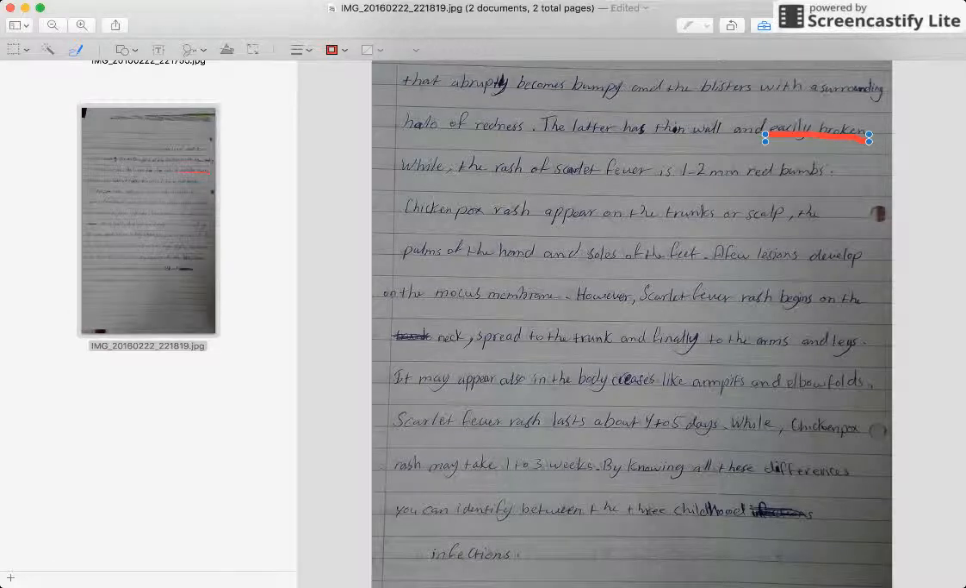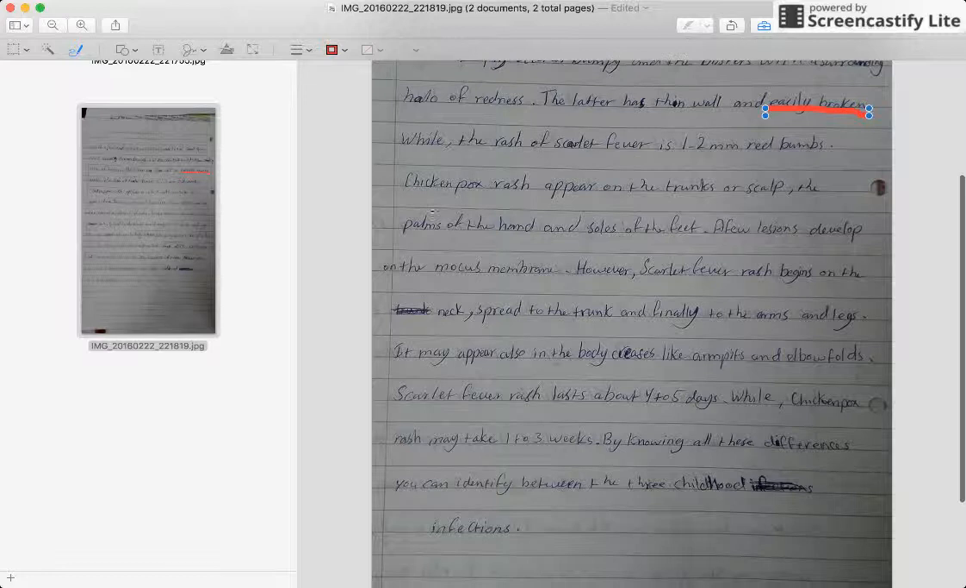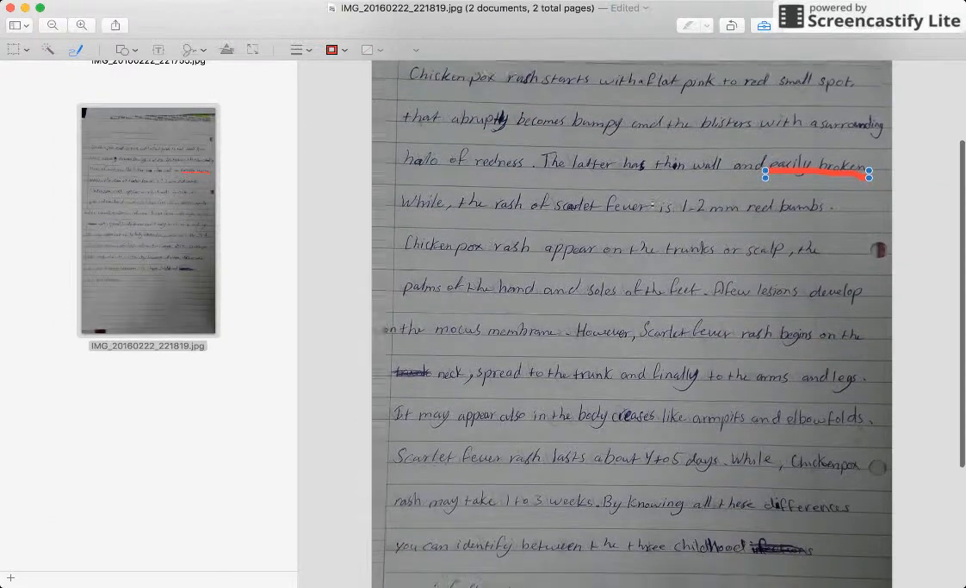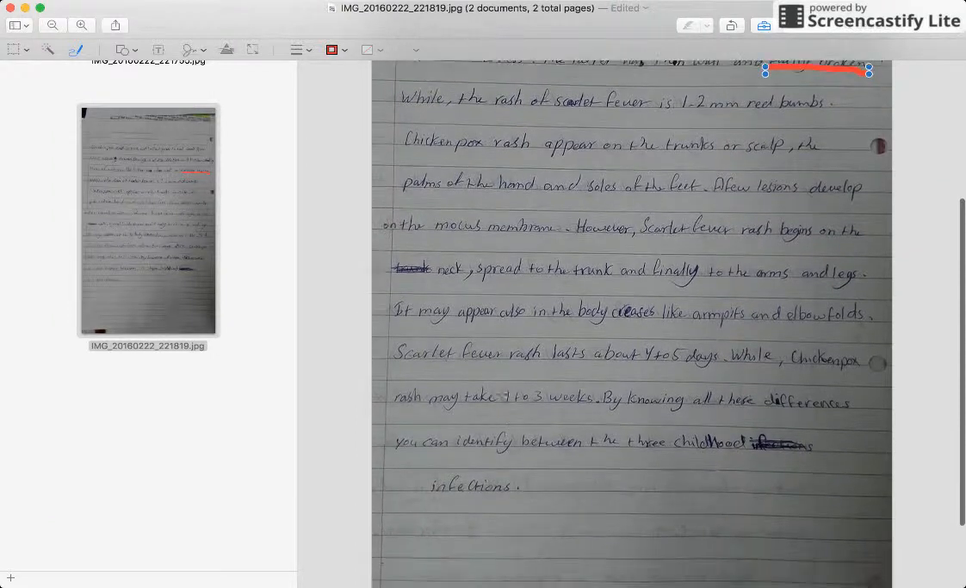While the rash of the scarlet fever is 1 to 2 millimeter bumps. Chickenpox rash appear on the trunk or scalp, palms, and the soles of feet. Okay, good. So this is a good way to distinguish it. I think you would do well to sort of break this up into paragraphs. So you've written basically one long paragraph here. Also, it might be... Yeah, okay, so that makes sense.